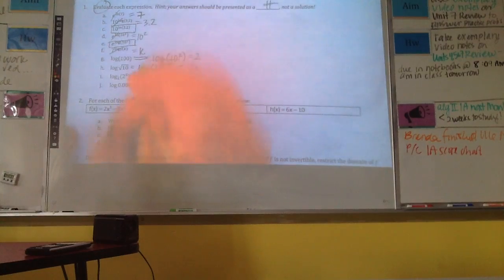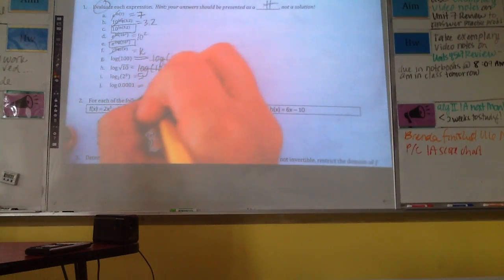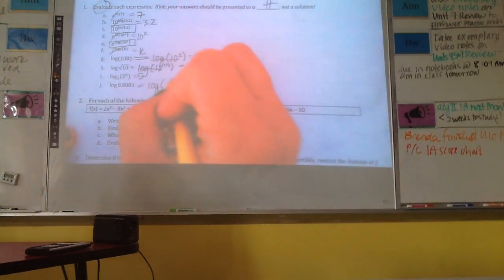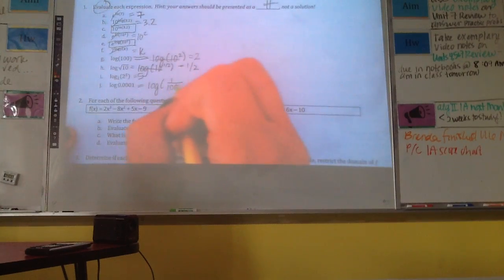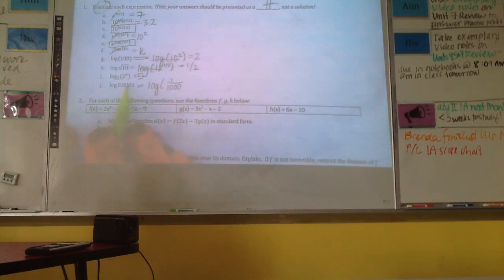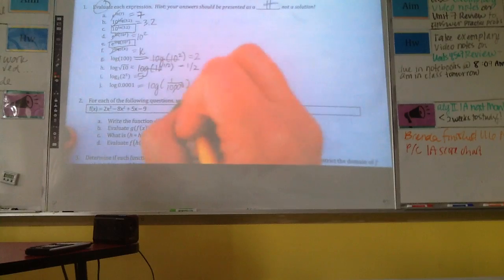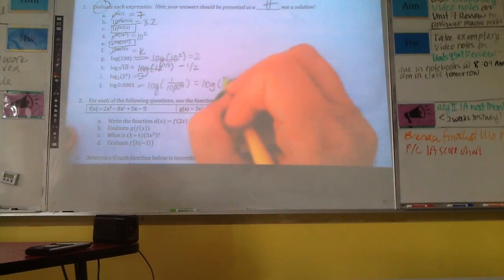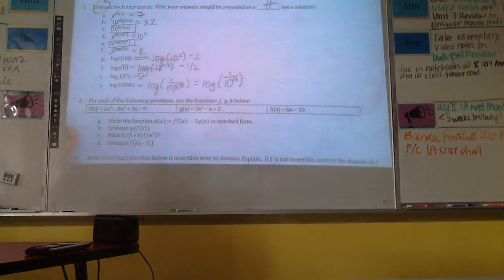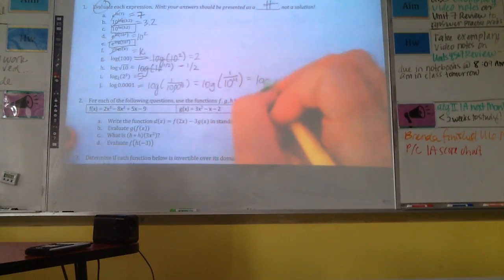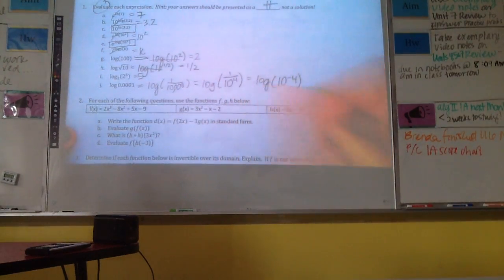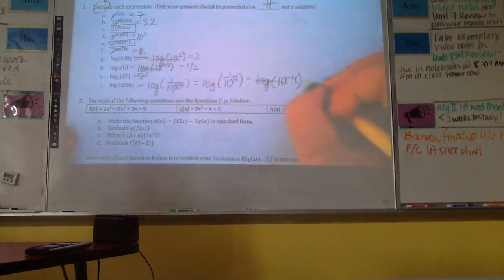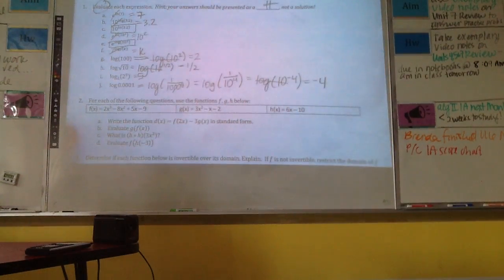Log of, well, we can think of this as the log of 1 over 10,000, which is the log of 1 over 10 to the 4th. If 10 to the 4th is in the denominator, well, that's just the log of 10 to the negative 4. Now we can cancel these out, you get negative 4.